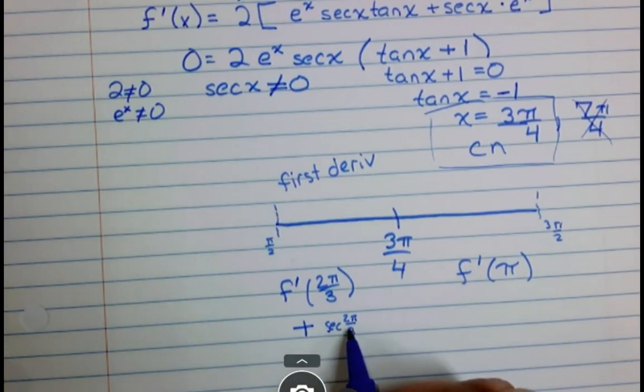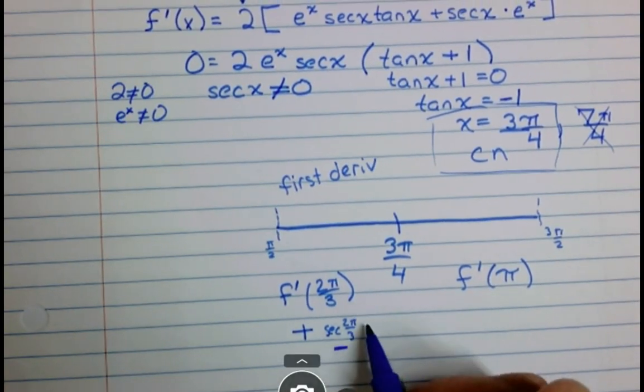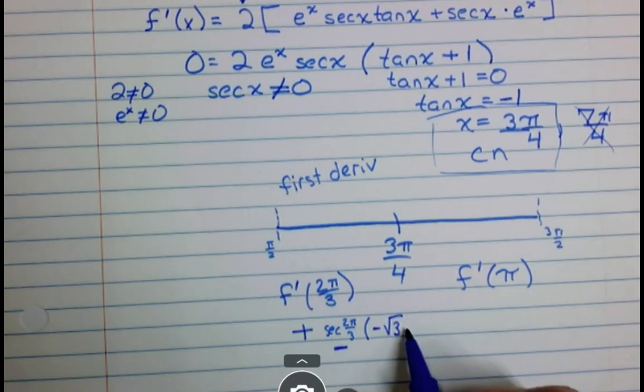So this is in quadrant 2, and secant is actually negative in quadrant 2. And then tan x plus 1, so tan of 2 pi over 3 is negative root 3. And negative root 3 plus 1 gets me a negative. So that ends up being positive. I know that the square root of 3 has to be greater than 1, if you're wondering how I got that. So f prime is positive here.